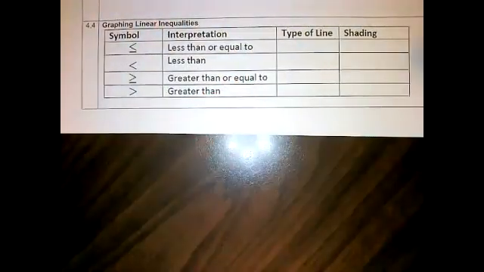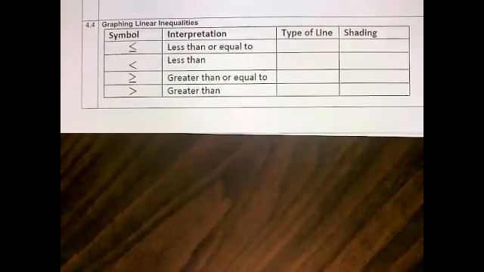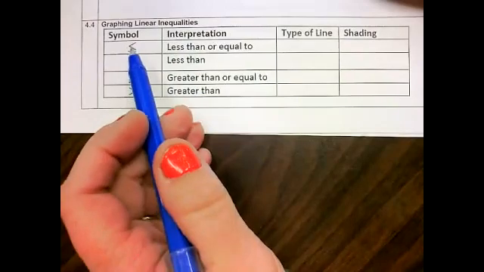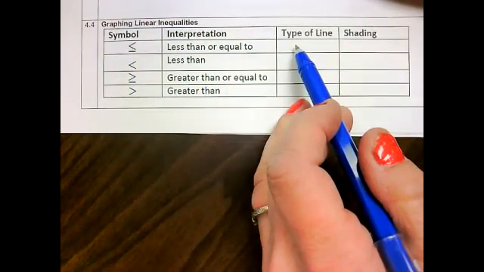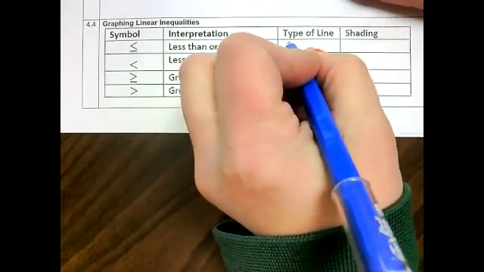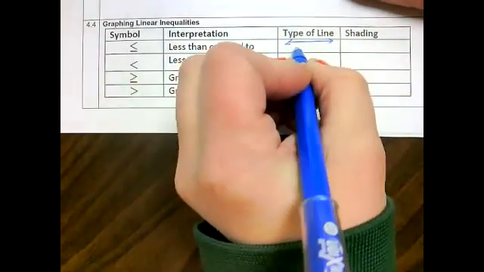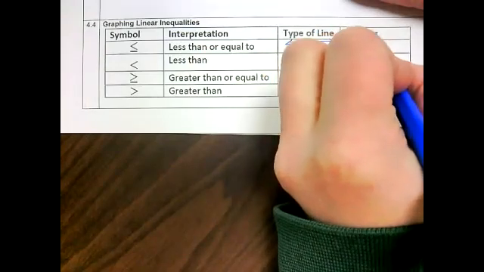So the very first thing we need to do is talk about the symbols and what they mean and what they look like on the graph. You've seen these symbols before. The first one is less than or equal to. But now we're going to actually draw a line that is less than or equal to. That type of line is going to be a solid line because it includes it. And we're going to shade below the line.